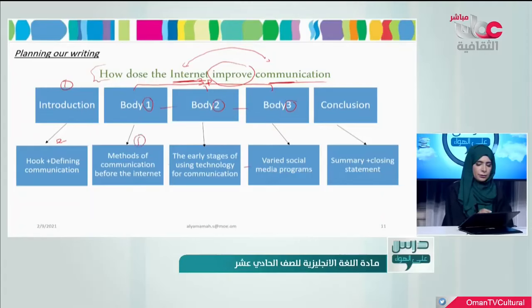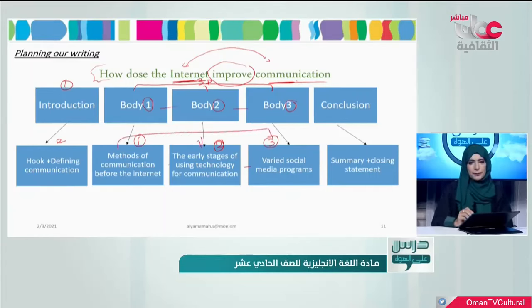In the body part, I choose 3 ideas. Paragraph number 1 will talk about methods of communication before the internet. That means this paragraph will indicate skills or communication activities that we had in the past. Paragraph number 2, the early stages of using technology for communication. Now we start to prepare ourselves for the main idea. How did we start, or where did we start when the internet was first established? The early stages of using technology for communication. Paragraph number 3, this is the body part.